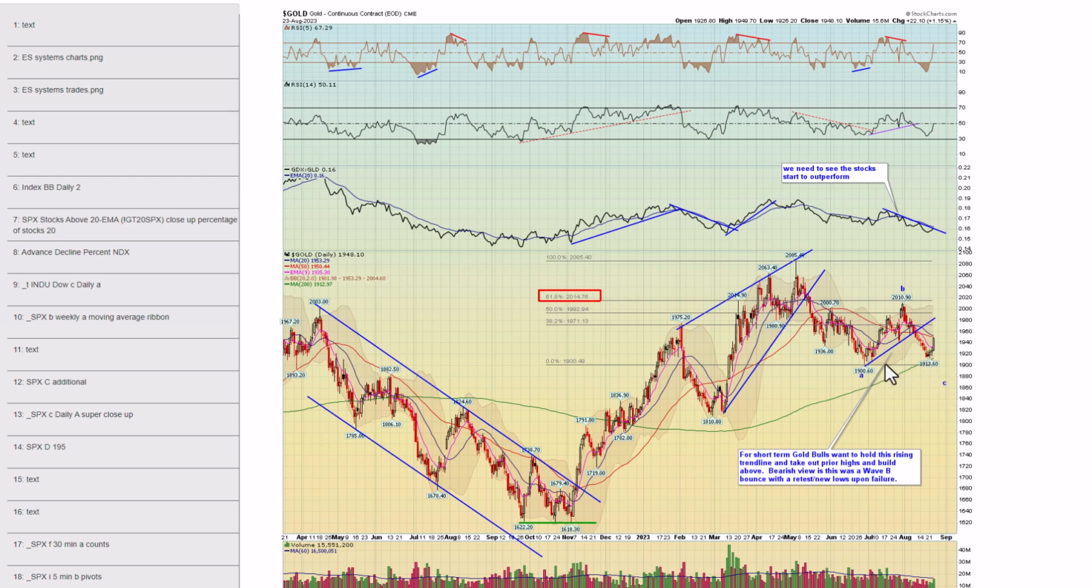This pullback did not take out the low, so this wouldn't be a simple zigzag. Could also form a coil of some sort, but nice rally today. Gold stocks outperformed a little bit relative to the metal. Still has work to do here, though.